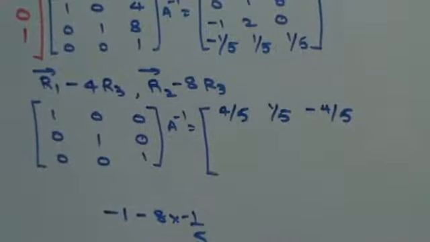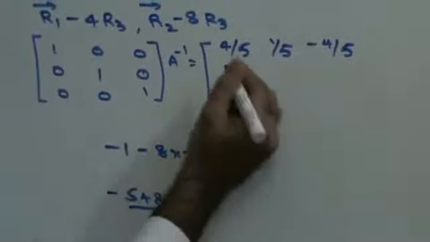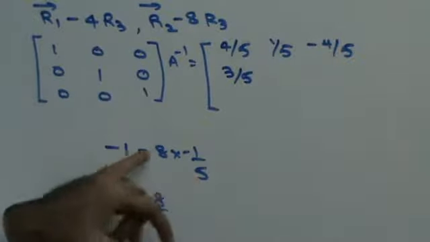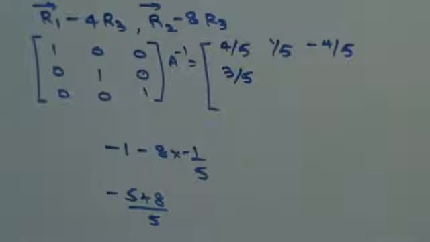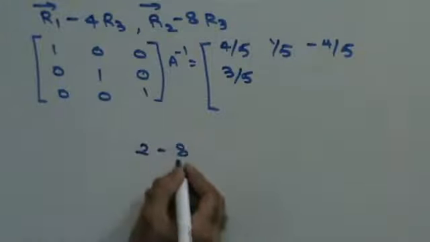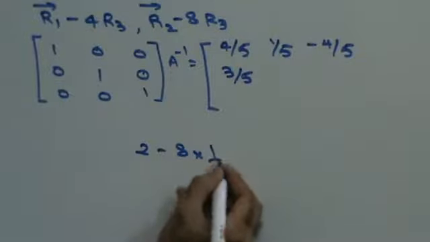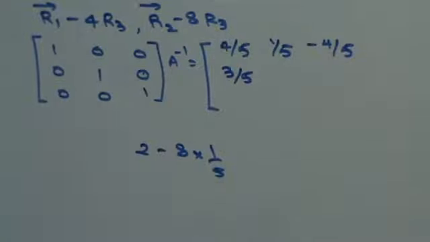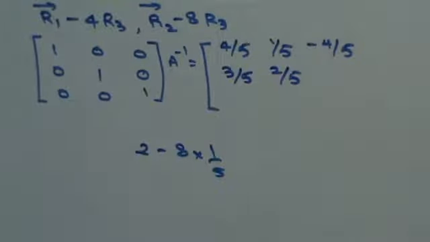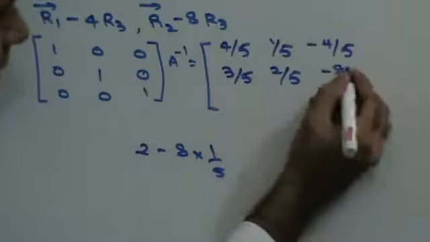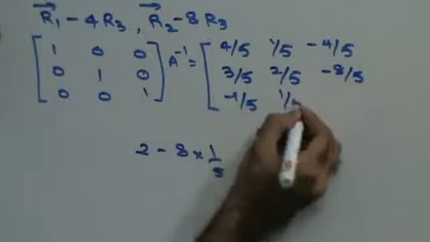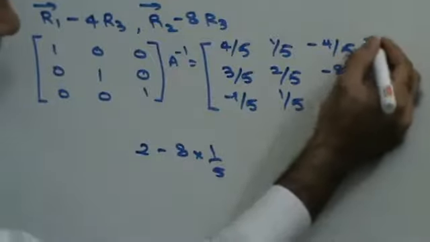Next. Second one. Minus 1 minus 8 into minus 1/5. So that's minus 5 plus 8/5, that's 3/5. Minus into minus, plus. So 2 minus 2 minus 8 into 1/5. 5 to the 10, 10 minus 8, that is 2/5. 0 minus 8/5. Minus 8/5. Minus 1/5, 1 by 5 and 1 by 5.